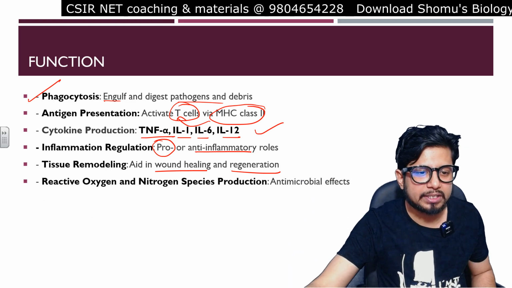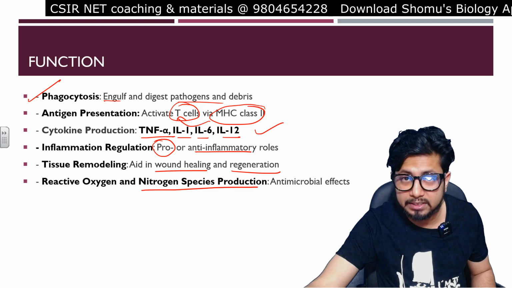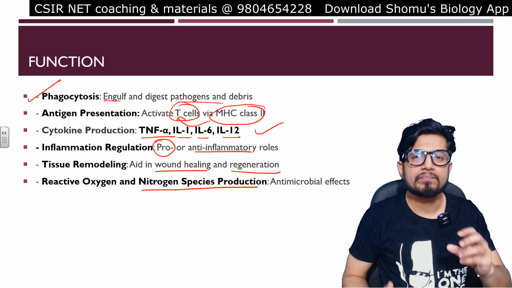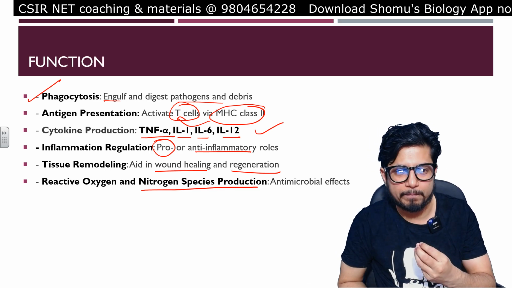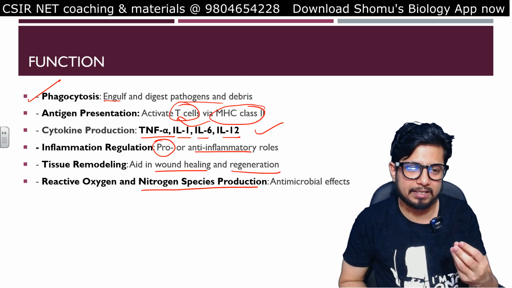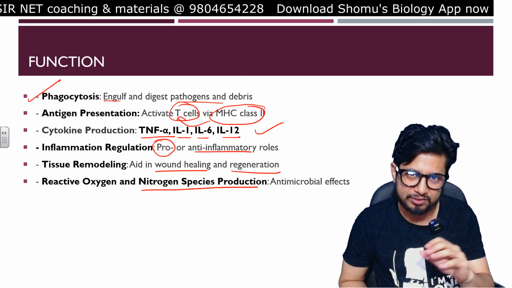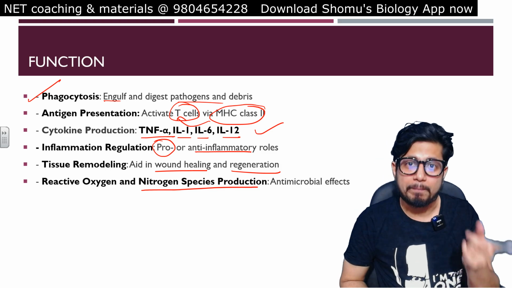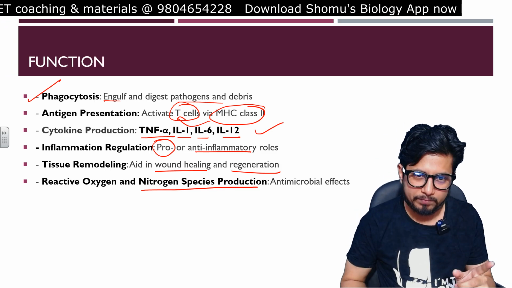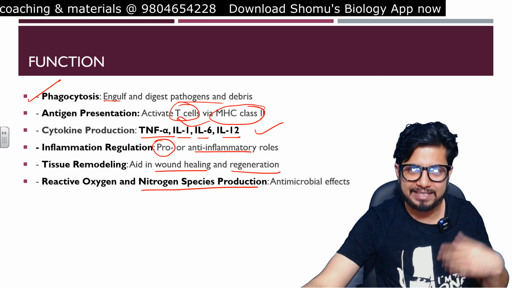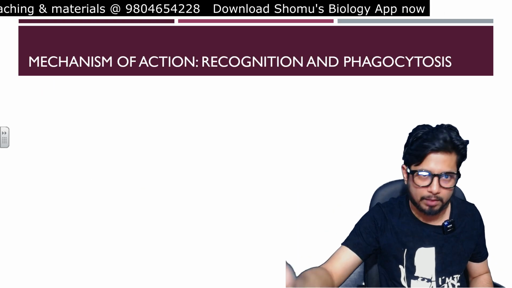And reactive oxygen and nitrogen species production is another capability of macrophages. Although neutrophils are particularly specialized in reactive oxygen species mediated destruction of pathogens, macrophages also have this capability, which provides them antimicrobial property and antimicrobial effects in our body.